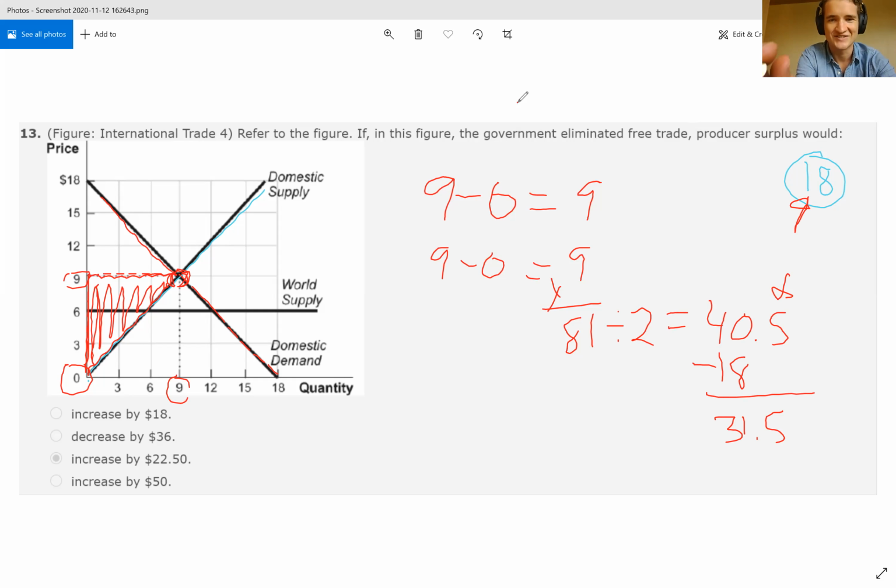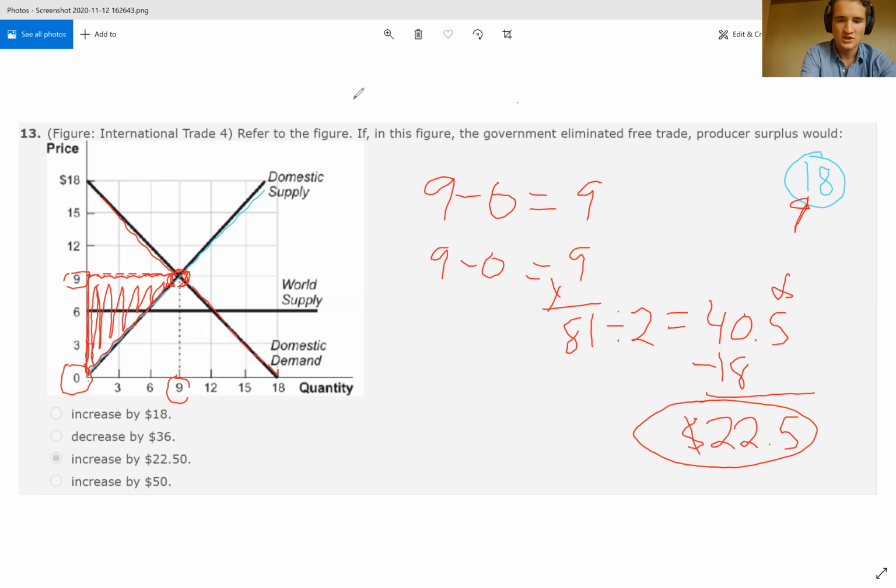Nope, sorry. I was reading the other problem. I should just do the math. I wrote it down trying to be slick. 40.5 minus 18 is 22.5. Sorry about that. Hope I didn't confuse anyone. So then we come over here, we check. Boom. Yes, there's our answer.